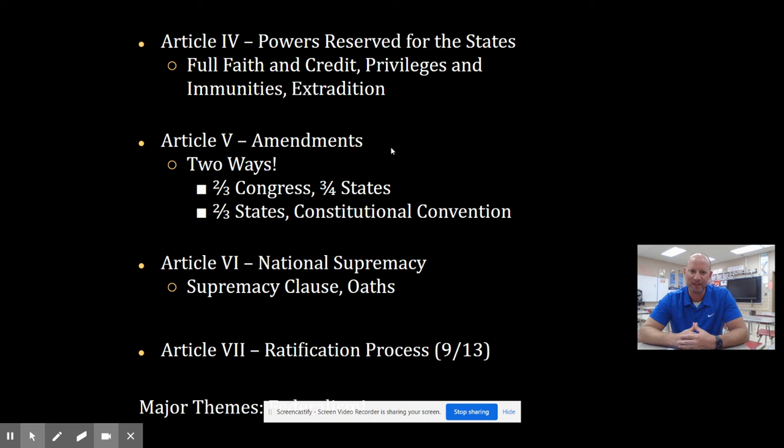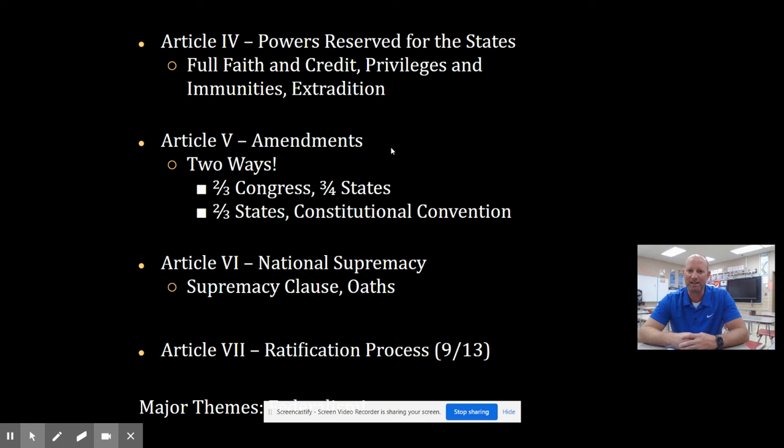This is important, right? So you always have to think of your fractions: 2/3, 3/4, 2/3, 3/4. So the first way, and the only way we've amended the Constitution thus far, is if you get 2/3 of both houses of Congress to propose the amendment. All right, then they propose it, and then it goes to the states, and you need 3/4 of the states to ratify it or approve it. Once that happens, boom, it becomes an amendment.